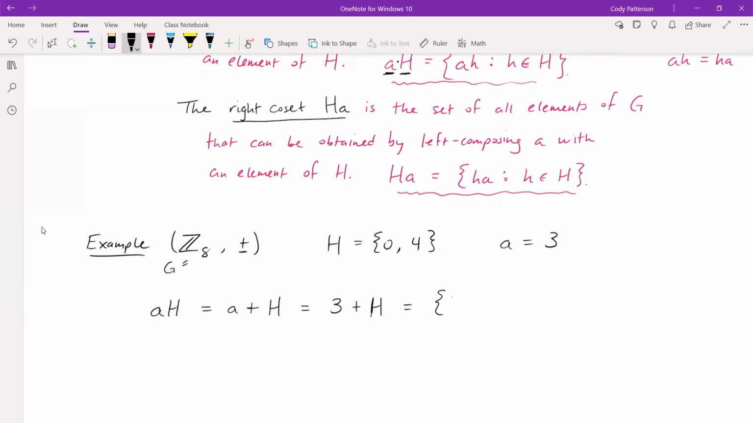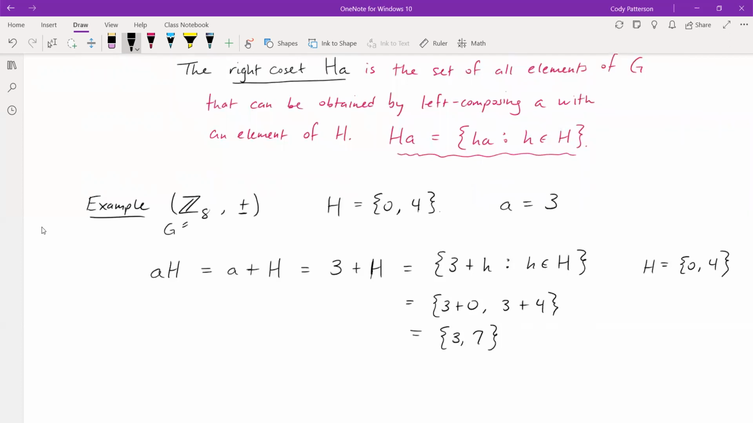And this is going to be the set of all elements 3 plus h, where h belongs to my subgroup. And in this case, since my subgroup is the subgroup {0, 4}, this set will consist of 3 plus 0 and 3 plus 4. So my coset is the set consisting of 3 and 7. Just to have a useful terminology for this, I sometimes call this the left coset of H containing 3, since this coset does contain 3.